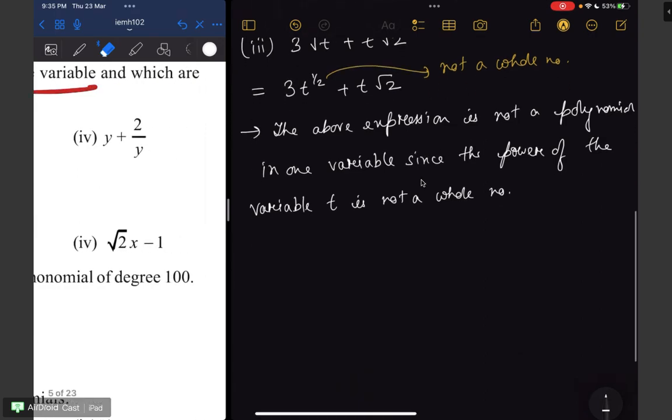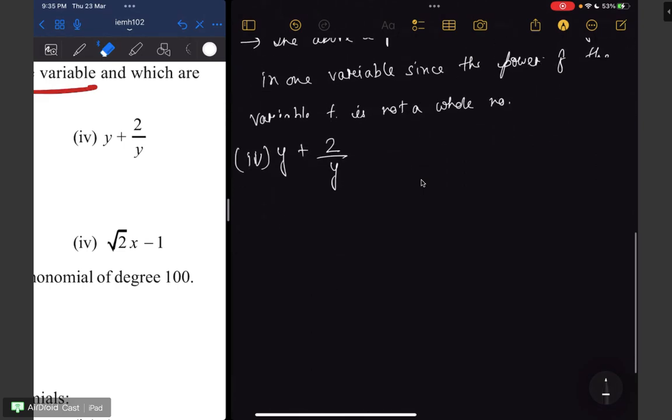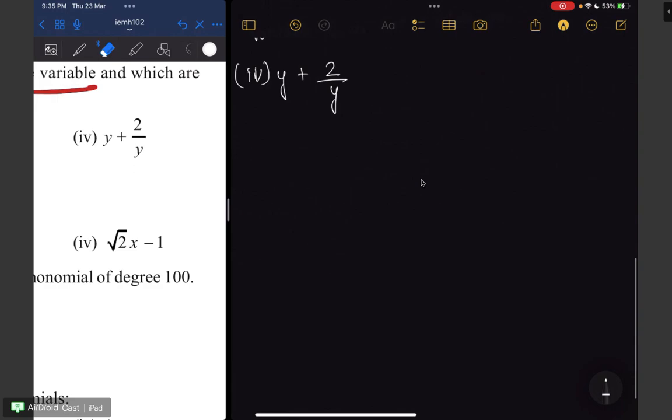The next problem says number 4, it is y plus 2 by y. Now here also, if I look through it directly, it seems that it is a polynomial in one variable. But let us expand it and see. So y plus 2 to the power y can be written as 2y to the power minus y. Why? Because in our previous classes we got a rule of exponents which says that 1 by a to the power n equals a to the power minus n.